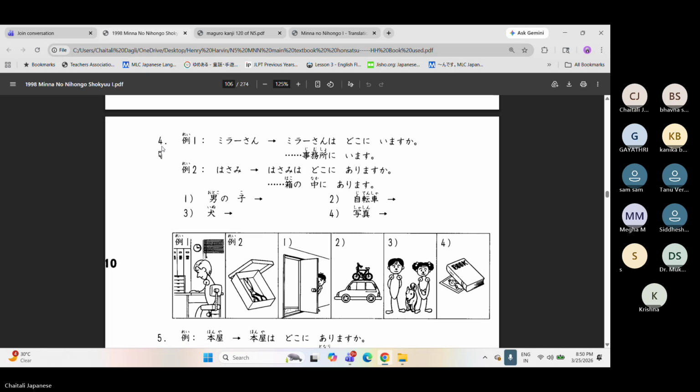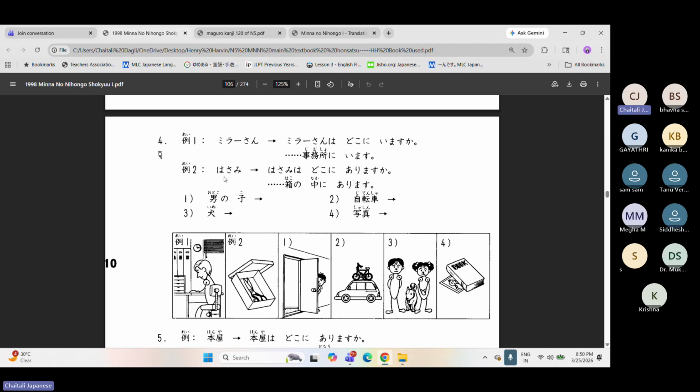Okay. Fourth question. Mira-san wa doko ni imasu ka? So where is Mira-san? Jimusho ni imasu. He's at work. So he's in the office. Sorry, jimusho is office. So in the office. Ni imasu. Clear everybody? Yes, ma'am.